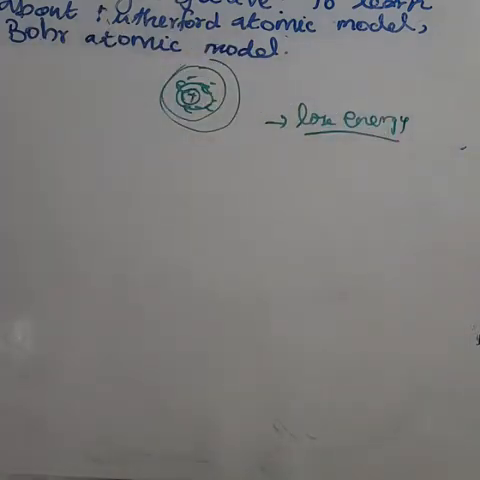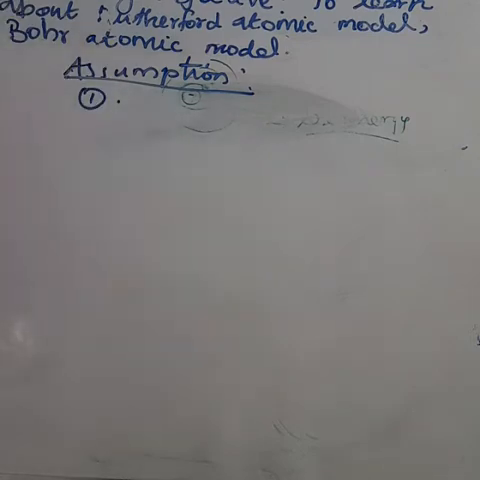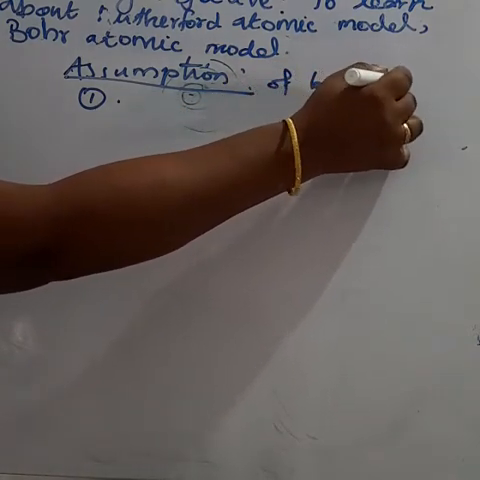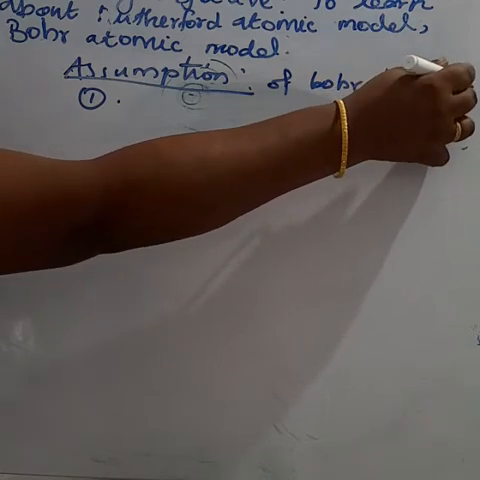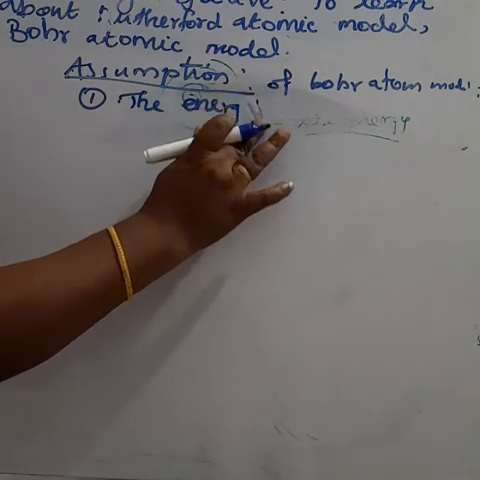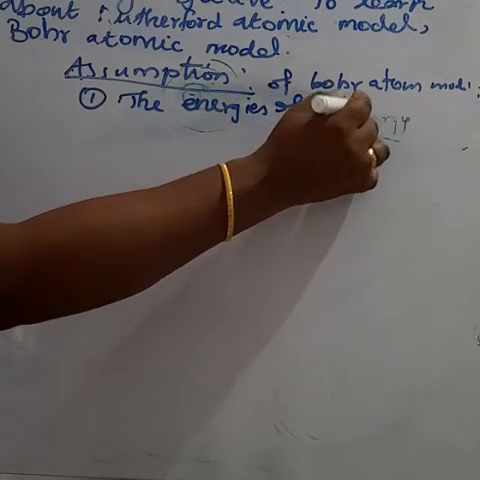And what are the assumptions of the Bohr atom model? Very, very important. When electrons revolve around the nucleus, they lose energy in the form of radiation. So what are the main assumptions of the Bohr atom model? The energies of electrons are quantized.